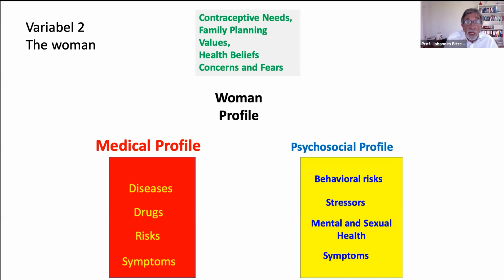The variable two, the woman, we all know about that. This is very important, the medical profile, because this is the basis for the medical eligibility criteria. But what is frequently a little bit overlooked is that there are subjective values and objectives, the family planning values, the health beliefs, the concerns and fears, which are not the medical profile, but more the psychological or the subjective profile. And then we have the psychosocial profile, which are the behavioral risks, the stresses, what about the pre-existing mental and sexual health situation, and what are the psychological symptoms.